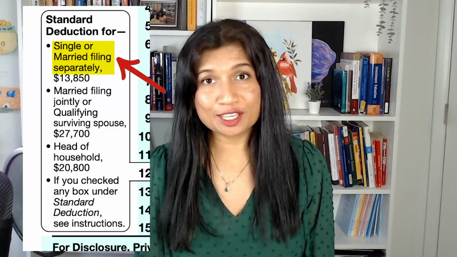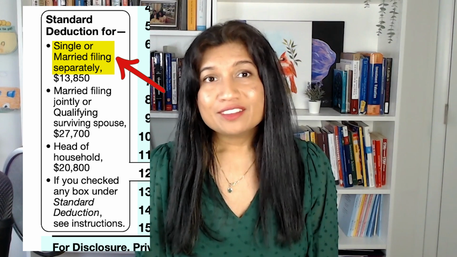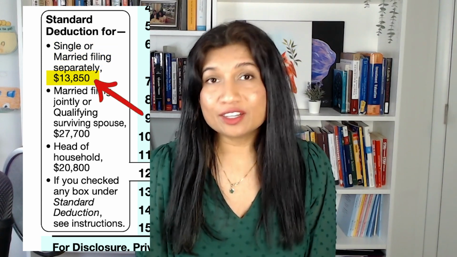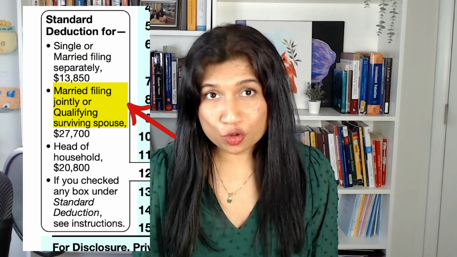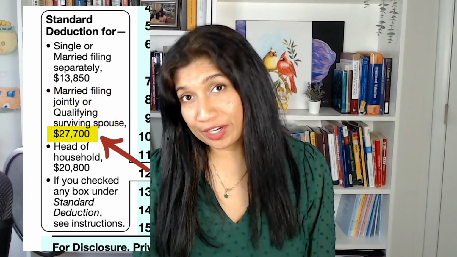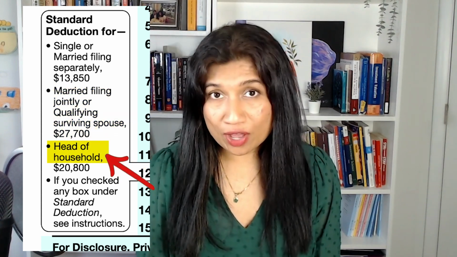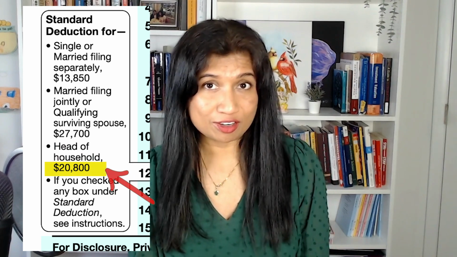Charitable contributions and casualty losses also have their own rules for itemizations. You add all the allowable deductions on Schedule A and compare the total against the standard deduction. For single or married filing separately, the standard deduction is $13,850. For married filing jointly, the standard deduction is $27,700. For head of household, it is $20,800. Make sure that you take the higher of the two deductions.